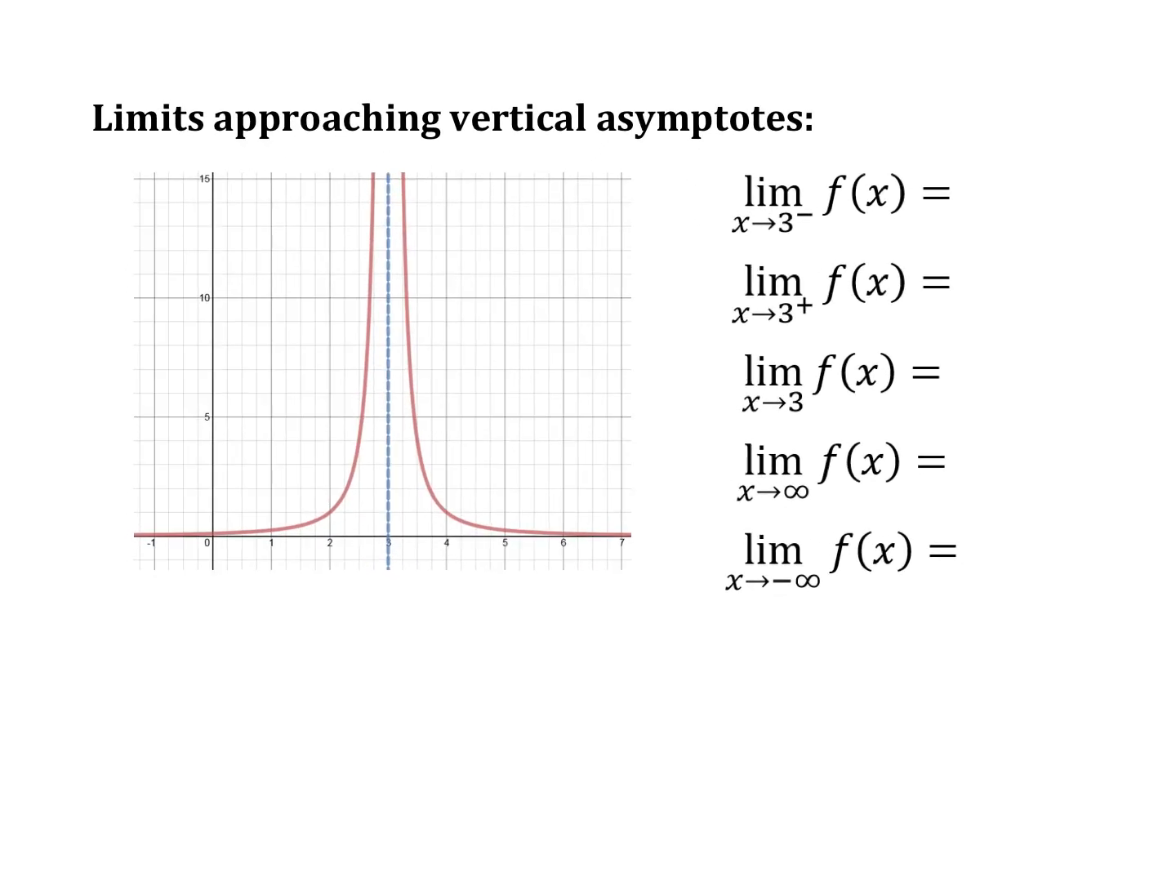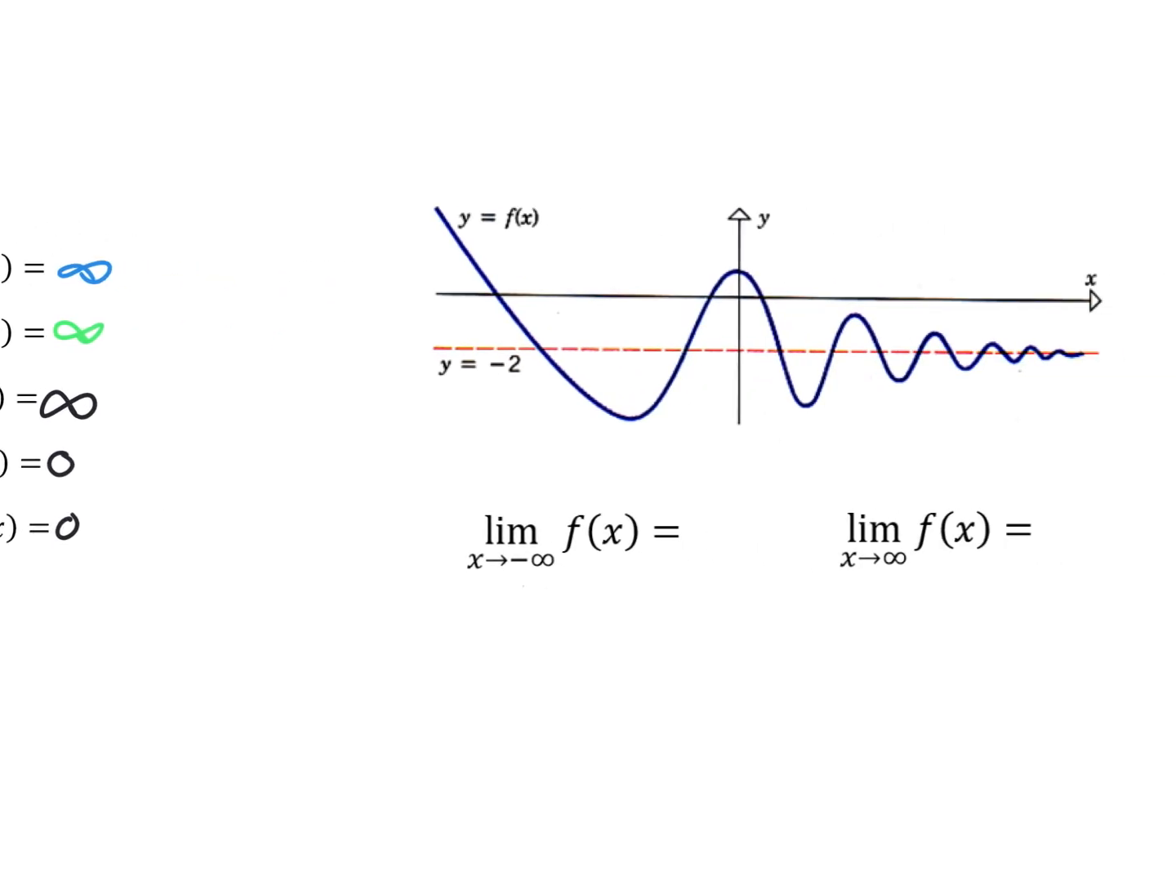Let's talk more about vertical asymptotes here. As x approaches 3 from the left, that's going up forever. As x approaches 3 from the right, it's going up forever, positive infinity. Those things agree. So the limit as x approaches 3 is positive infinity, even though f of 3 is undefined. The limit as x approaches positive infinity is 0. Negative infinity is also 0 because we have a horizontal asymptote at, you guessed it, guys, 0.